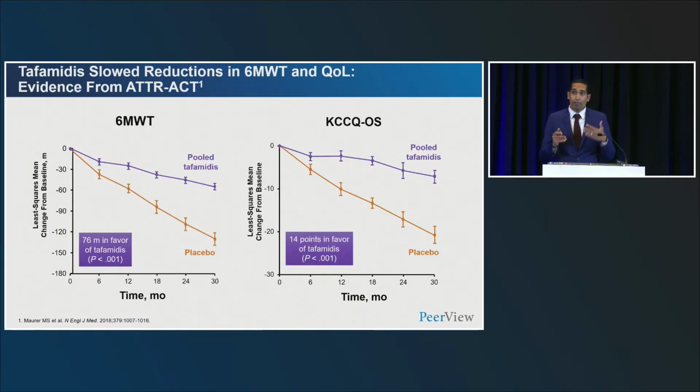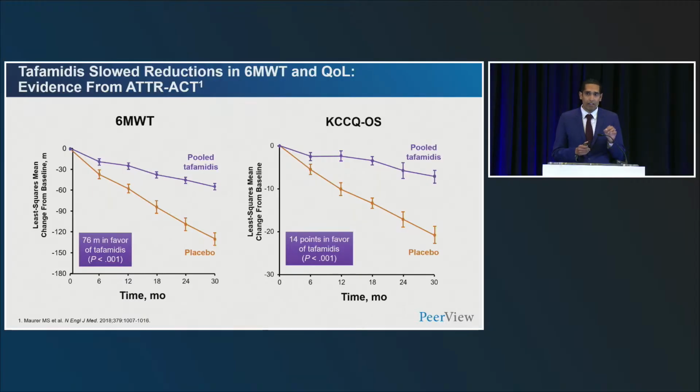Now we get to some of the function and feel endpoints: 6-minute walk distance and KCCQ. 76 meters in favor of tafamidis, and you can see that the curves continue to diverge over time. In KCCQ, a 14-point difference in favor of tafamidis, and that's huge, right? If we think about the minimum clinically important difference for KCCQ, that's typically around 5 for what most people consider to be clinically significant. So 14 points is a large improvement in quality of life.